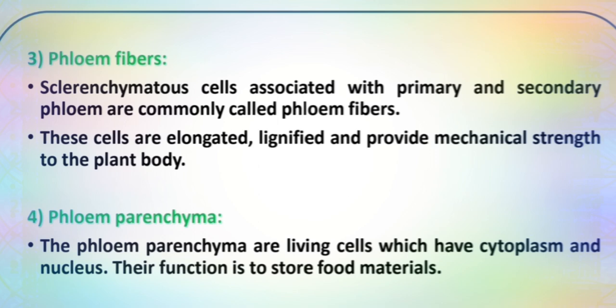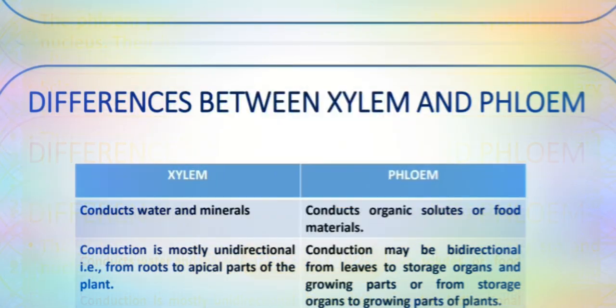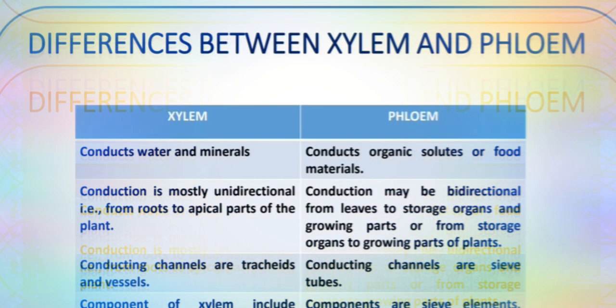And the last one is phloem parenchyma. Phloem parenchyma, what are they? Parenchyma associated with phloem is called phloem parenchyma, and they are living cells. Why are they called living cells? Because they have cytoplasm and a nucleus. What is their function? They store food materials. So these are the four different types of phloem cells or phloem elements.